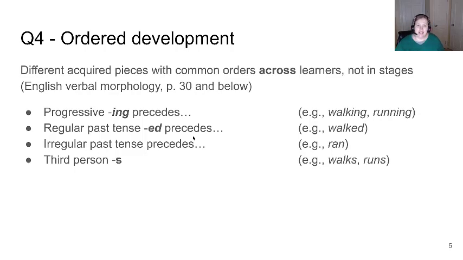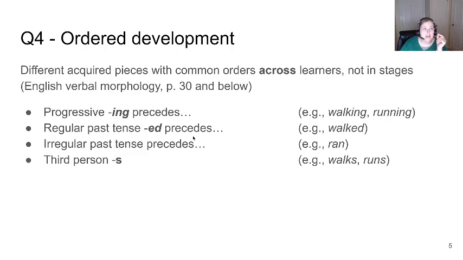So the idea when I say different acquired pieces with common orders across learners, right? What I'm saying is that all of these things you're looking at, these morphemes, all of them pertain to English verbal morphology, but they're different. It's not like they're all types of past tense. There are two types of past tense here, but there's also progressive. There's also the third person S, which is a present tense morpheme. So it's not like you would expect you have to know ing to be able to do past tense. It's not like they relate in some close way. It just so happens that when we're learning verbs, we have a tendency to see things in this order.